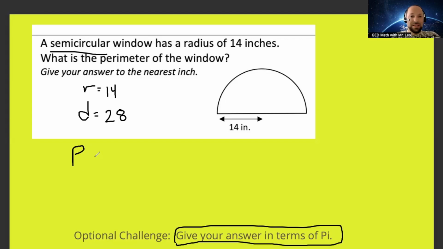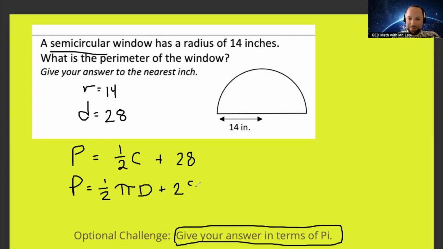Perimeter equals 1/2 circumference plus 28. You see how I got the 28? It's 28 across the bottom. Circumference is going to be pi times diameter. Pi times diameter plus the 28. See how I'm keeping the plus 28 there? All right. Let's bring this over here.